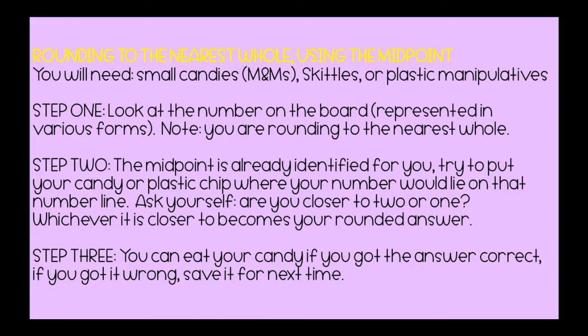So what you're going to do is you're going to look at the number on the board represented in various forms. So it's going to be in standard, written, modeled, and your job is to take that number and round it to the nearest whole. Step 2, the midpoint is already identified for you. Try to put your candy or plastic chip where the number would lie on that number line. Ask yourself, are you closer to 2 or 1? So your answer is either going to be 2 or 1.